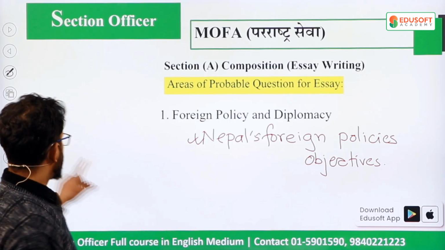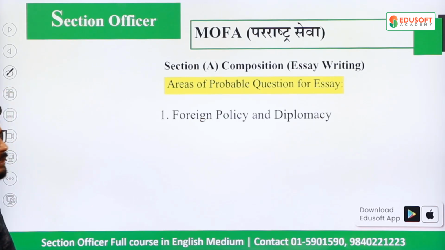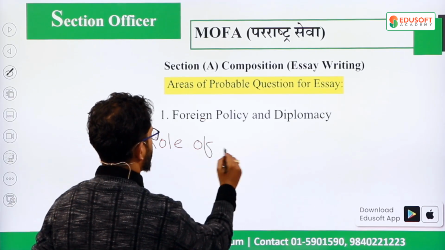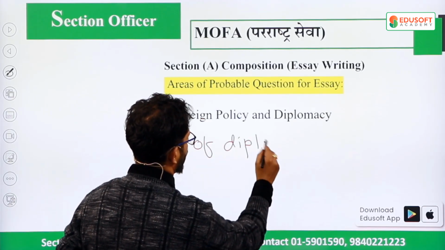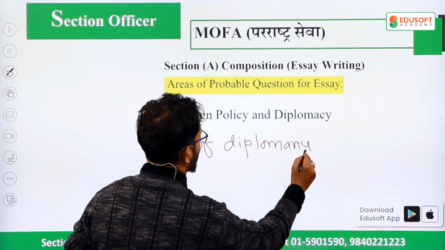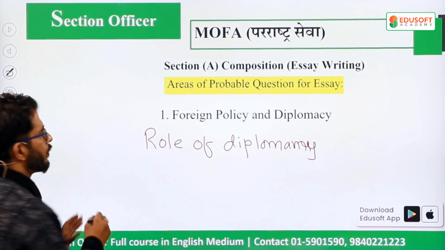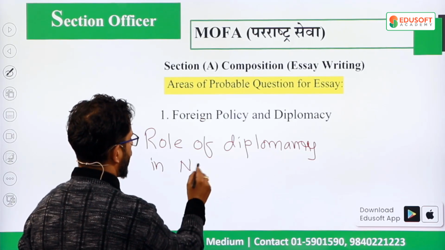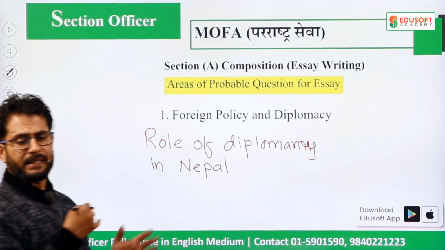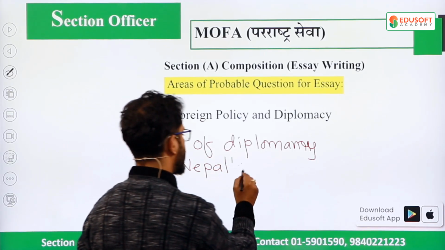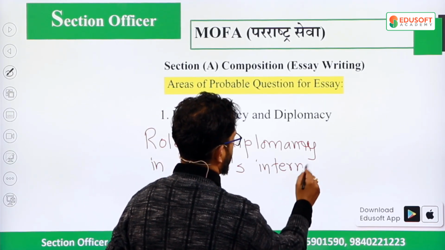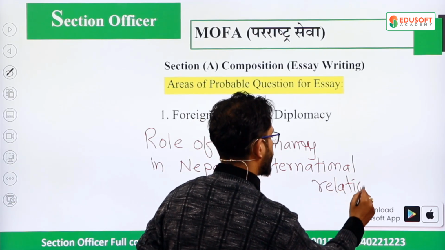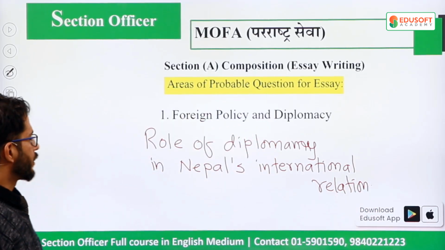The second question is definitely the role of diplomacy. What is the role of diplomacy? You need to write about the role of diplomacy in Nepal's relations, or we can say Nepal's international relations. This can be another question.